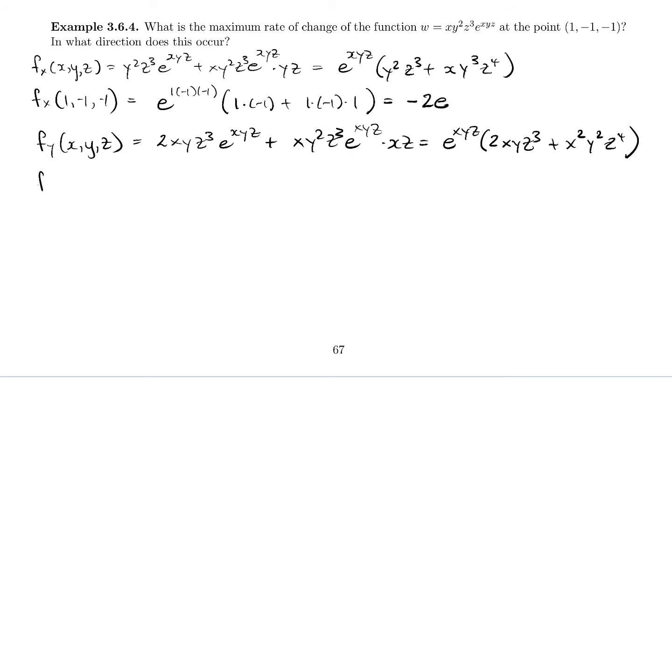Evaluating at the point (1, -1, -1) will give us the same e times 2 times 1 times minus 1 times minus 1 cubed, which is another minus 1, plus 1 squared is 1, plus minus 1 squared is 1, plus minus 1 to the fourth is 1, which gives us, these cancel out, we get 2 plus 1 is 3, 3e.